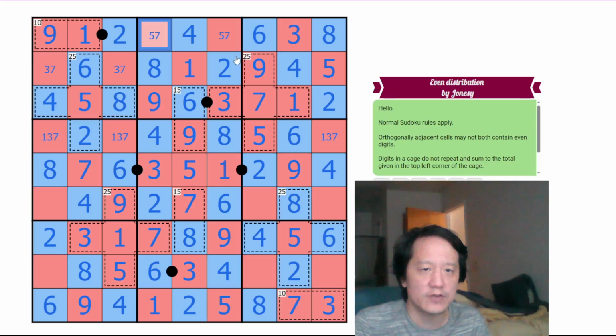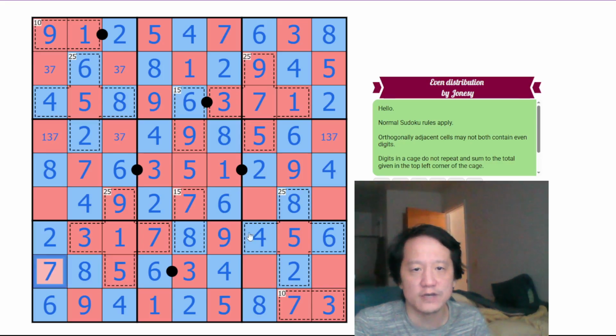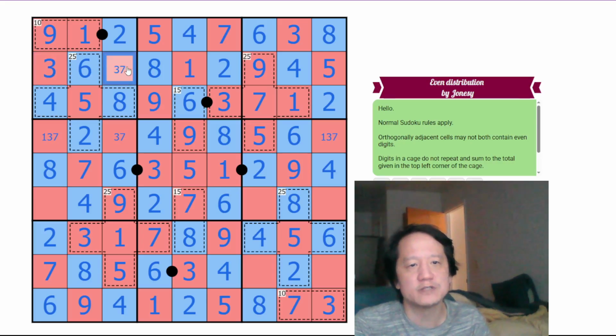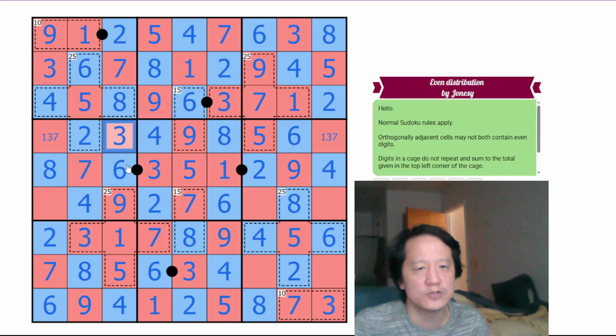7 eliminates 7 here, so it's 5 and 7. 1 eliminates 1 in the rest of the column. The last remaining odd digit in this lower left-hand box is a 7. 7 eliminates 7 in the rest of the column, so this is 3, which makes this 7. 7 eliminates 7 here, so it's 3.